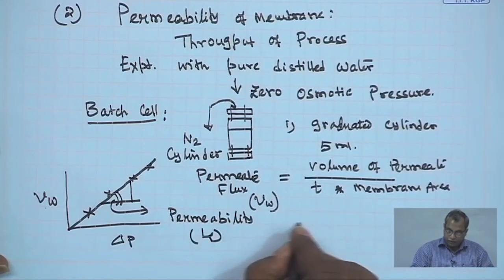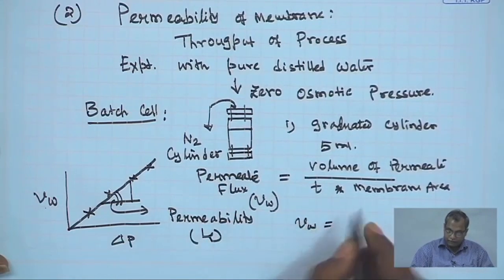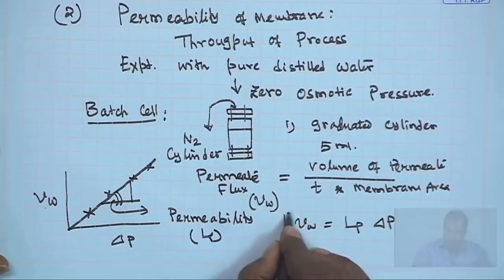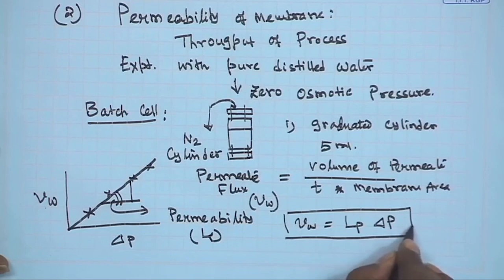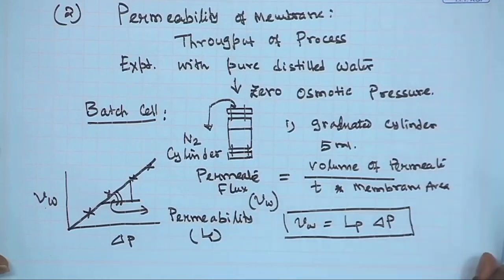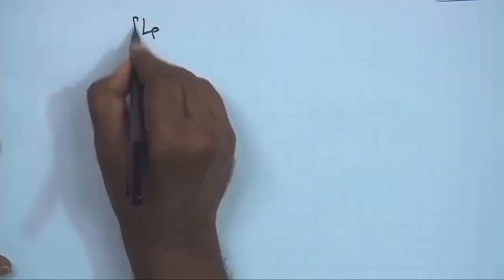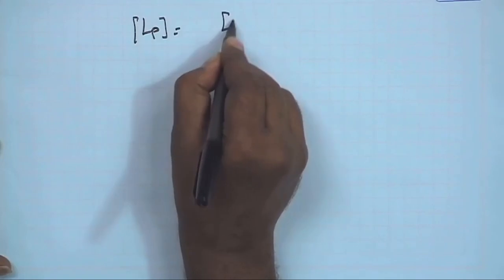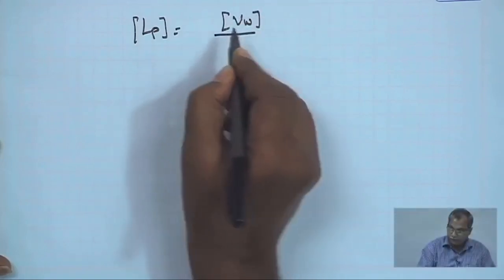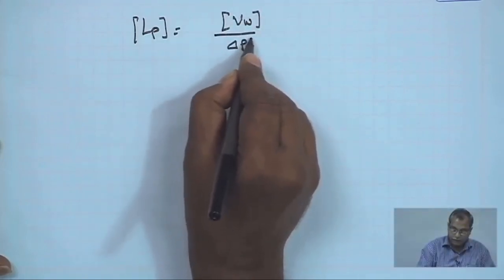So, therefore, flux, the relationship is linear, flux is Lp delta P. The proportionality constant is permeability. Therefore, let us look into what the unit of permeability is. The unit of permeability will be the unit of permeate flux divided by delta P.